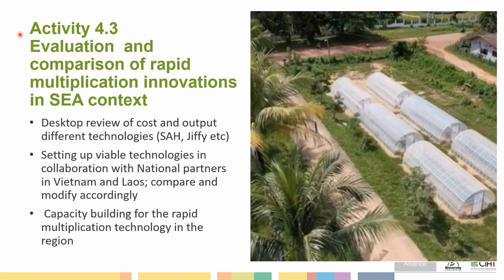Activity 4.3 is the evaluation and comparison of rapid multiplication innovations in the Southeast Asia context. A desktop review has been done, and you can hear about it from Eric Delac's presentation. From this review, we set up the technology that is appropriate in the region. We started in Vietnam and Laos, and also in Cambodia, and we also did some capacity building for the rapid multiplication technology.